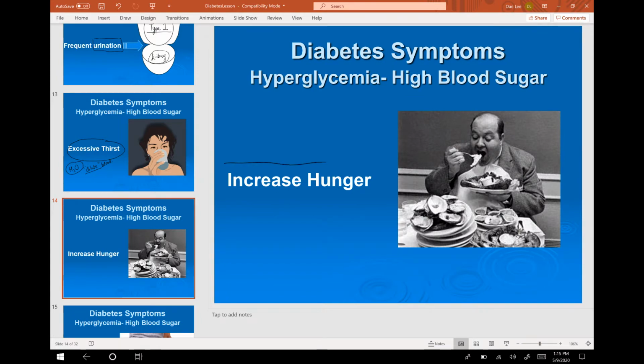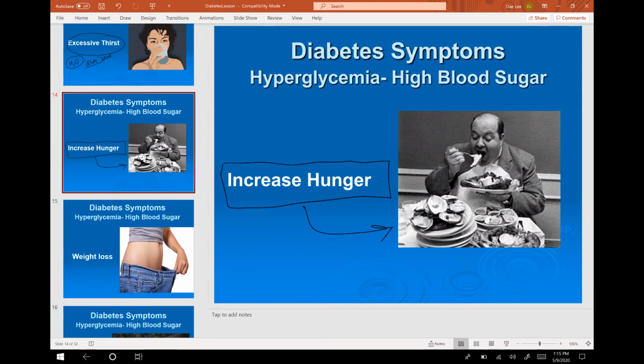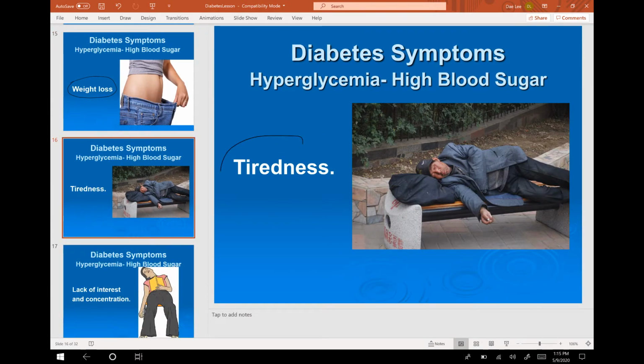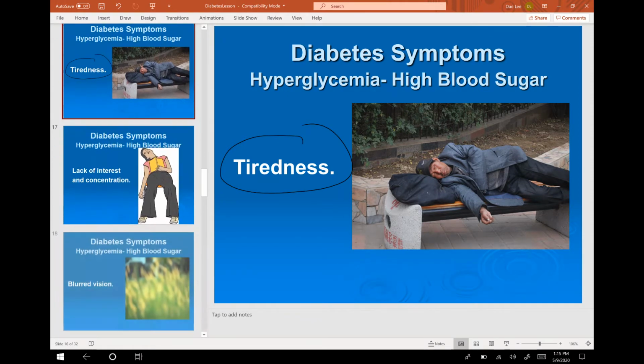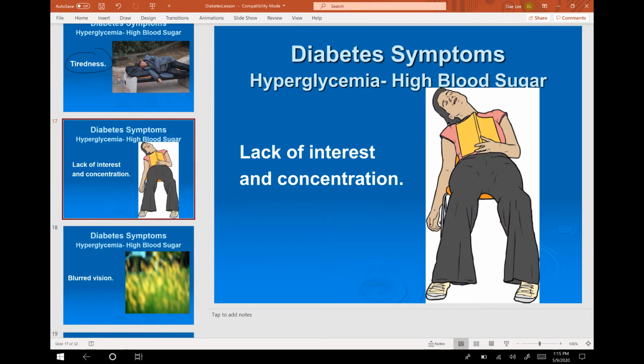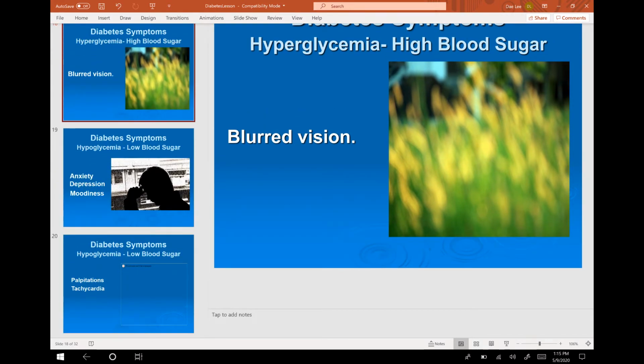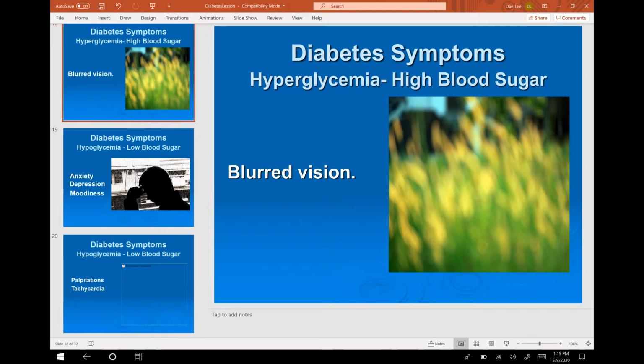Hyperglycemia could also cause increased hunger, as shown by the picture here with this man eating a lot. However, despite the fact that it has increased hunger, what you actually see here is weight loss. So an individual might eat more, but they'll be losing weight while they eat. Another common symptom, tiredness. Okay, people with hyperglycemia are often tired. We're going to put that together later on. You also see a lack of interest and concentration, blurred vision, okay, and some other minor ones. Now, it's important to know that these are the common symptoms. There are other symptoms, but they're not called common symptoms because they may not show up in every individual. But that's just hyperglycemia in a nutshell.